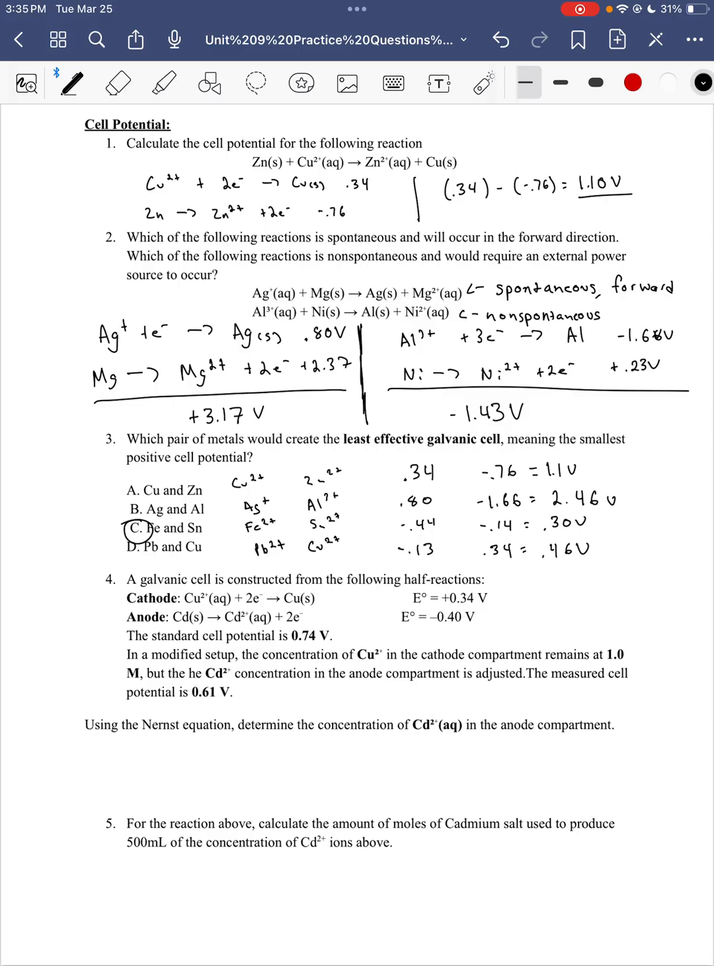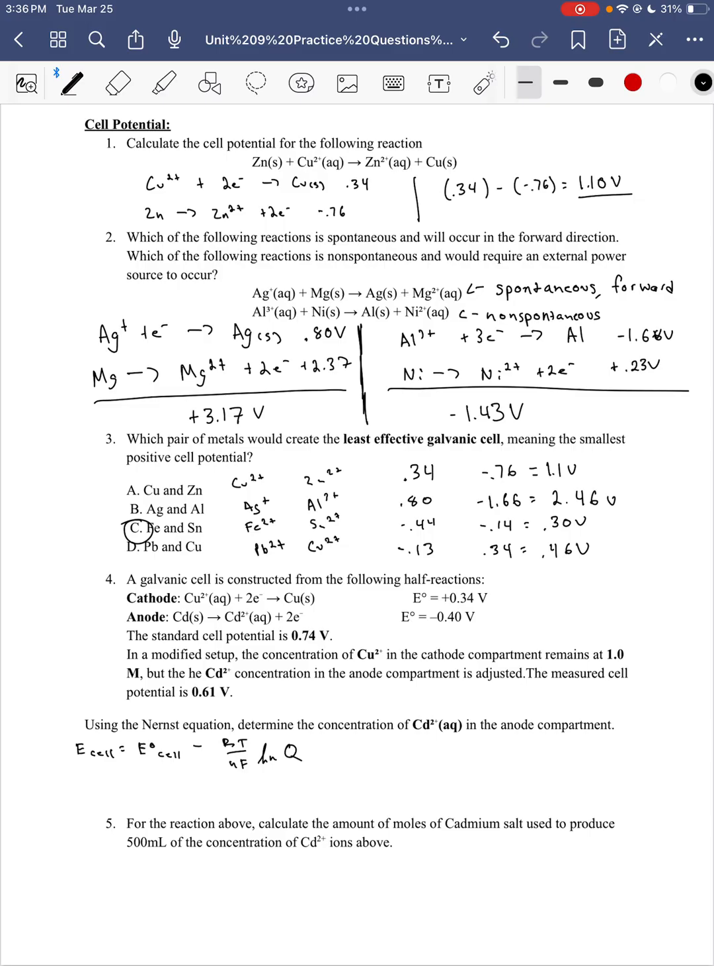That makes sense based on what we know about concentrations. What I'm asked is what concentration of cadmium must exist in that anode compartment for me to have recorded this voltage. It tells me to use the Nernst equation, but even if it didn't, I would know that the Nernst equation is what I want to use, which is that bottom equation on your formula sheet: E cell equals E naught cell minus RT over nF ln Q.